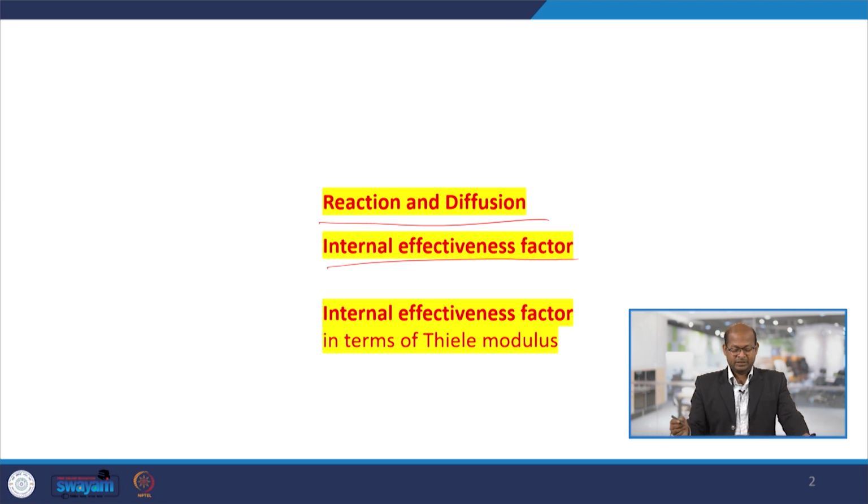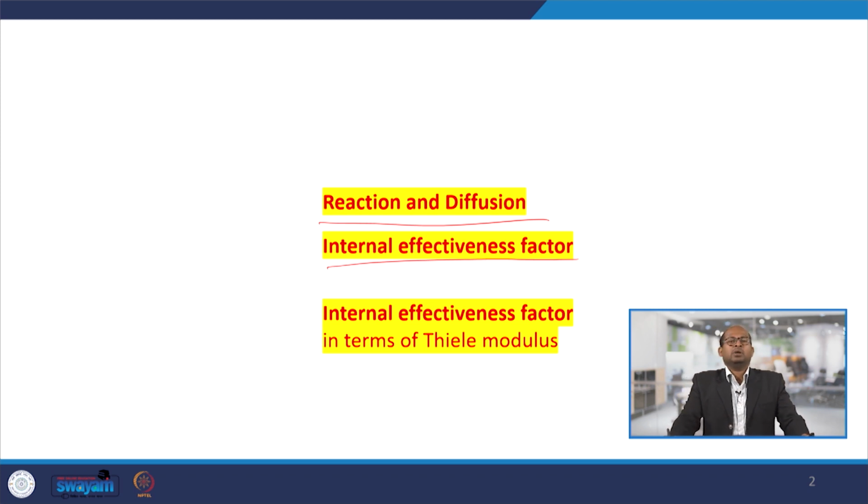In our last class we derived the second order differential equation for a spherical particle, when there are reactions and diffusions. Based on that, using two boundary conditions, we solved that second order differential equation.